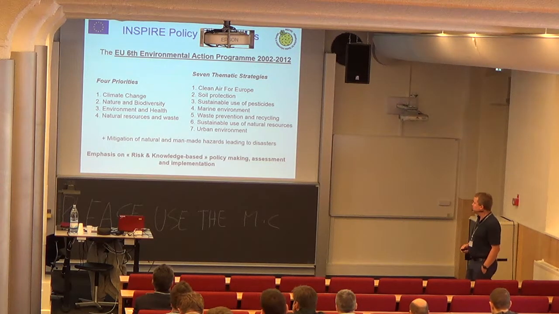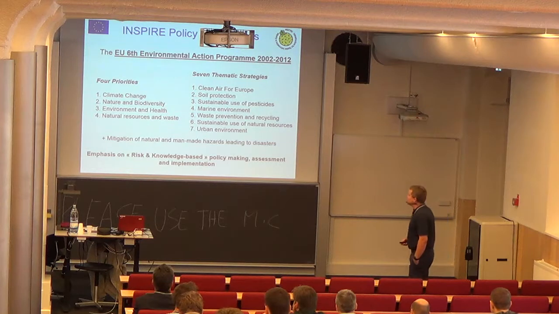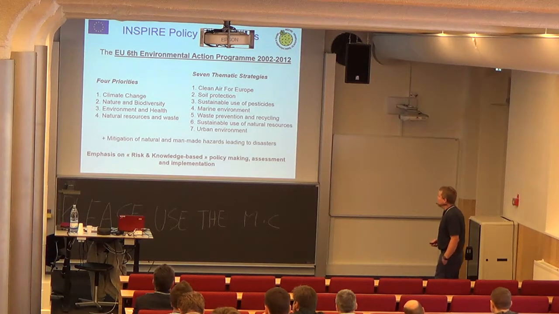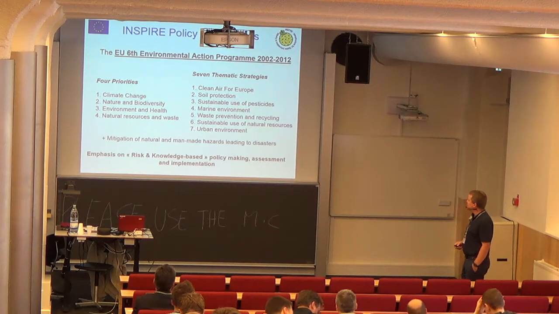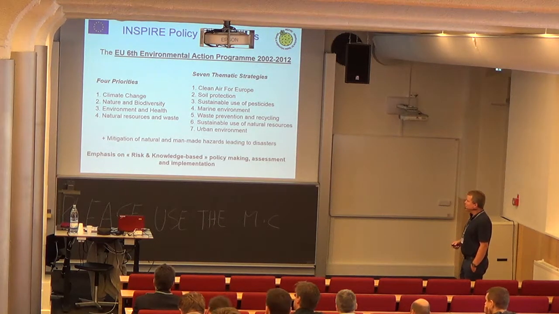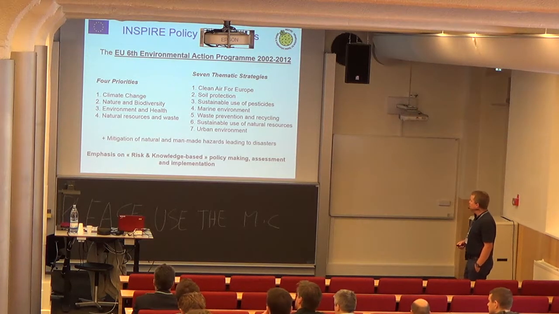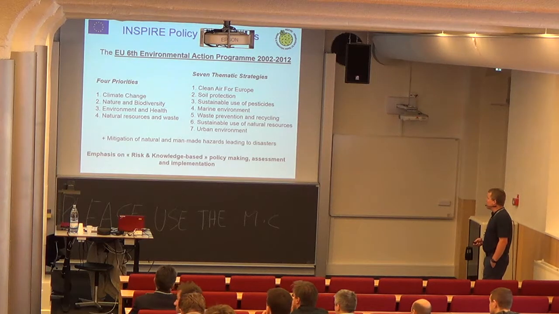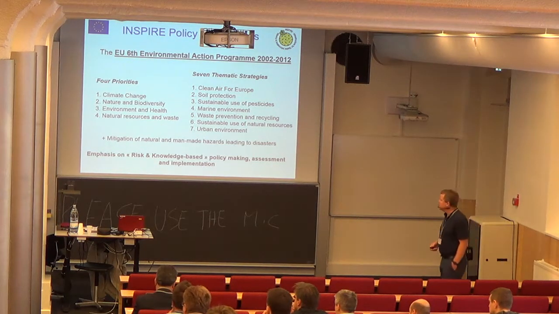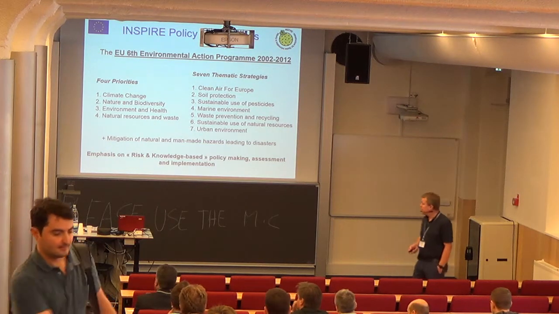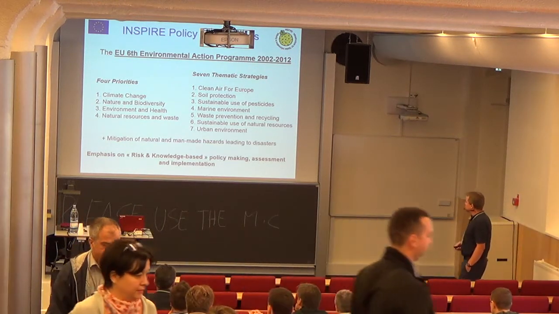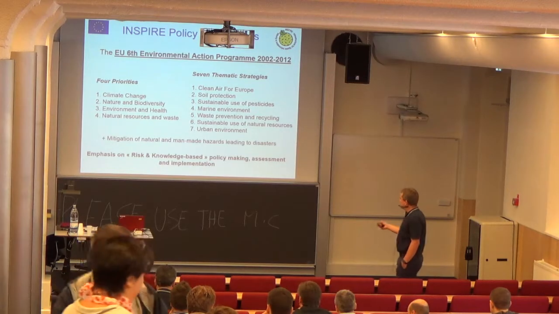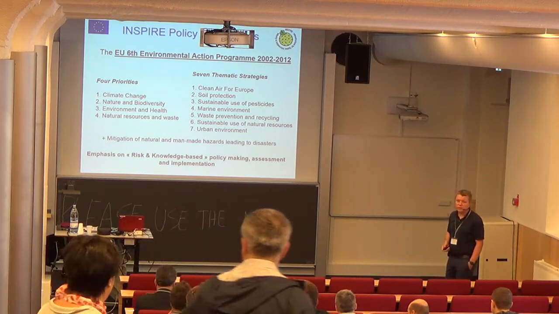And if we look at it, for example, in the priorities like climate change, nature and biodiversity, environment and health, natural resources and waste, and on the other side, in the thematic strategies like clean air for Europe and so on through the urban environment, it is, good morning, welcome. It is very obvious that for all of these areas we need a lot of spatial data if we want to handle them. Also, mitigation of natural and man-made hazards that are leading to disaster. For this we also need a lot of spatial data.